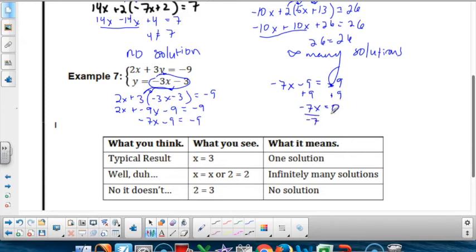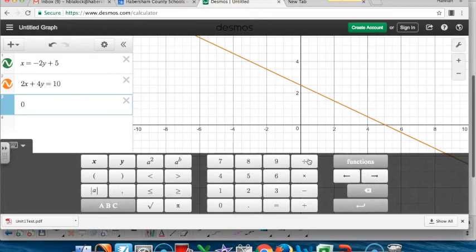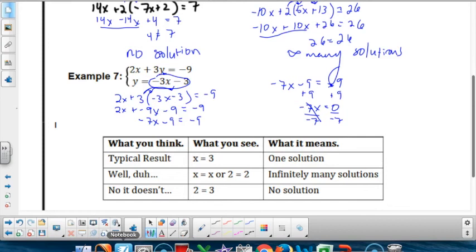Then I'm going to divide by negative 7, and this is something that you guys mess up a lot. This is not a no solution. 0 divided by negative 7 is 0. Let me pull up Google for you real fast. Actually, Desmos will do it too. Let's just do it in Desmos. If you type in 0 divided by negative 7, it's going to tell you that the answer is 0. So that means that the x value for the solution to this system is 0.